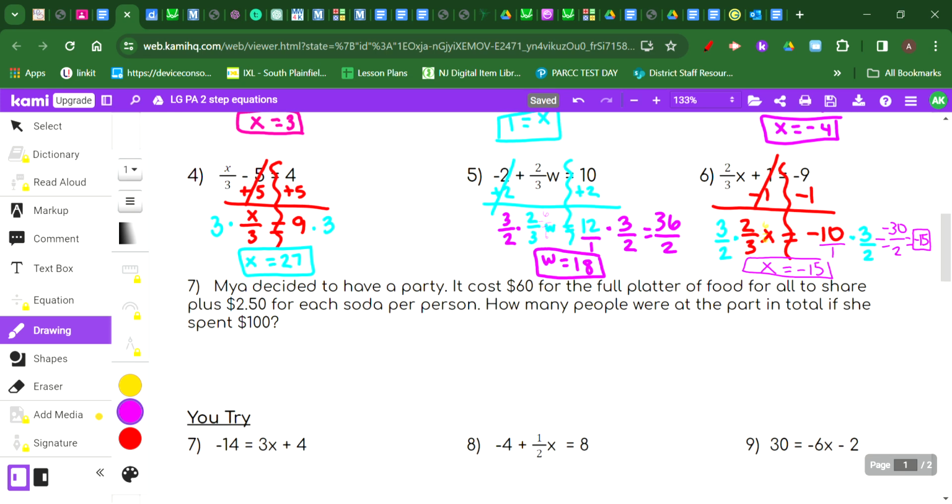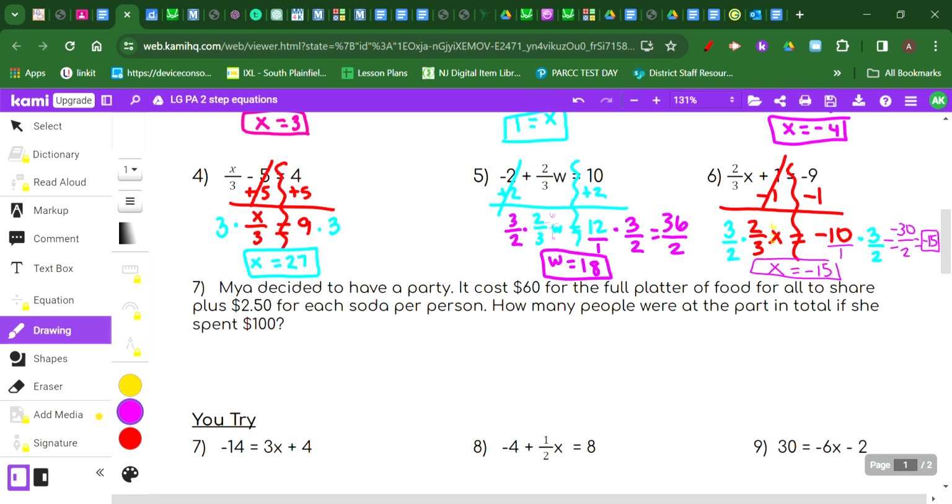All right. Number 7, we have Maya decided to have a party. It costs $60 for the full platter of food for all to share, plus $2.50 for each soda per person. How many people were at the party in total if she spent $100? All right, so first off, you want to identify what it is that you are looking for. You are looking for how many people were at the party. So we are going to say let x equal the number of people at the party. Okay, because that's what we're finding.